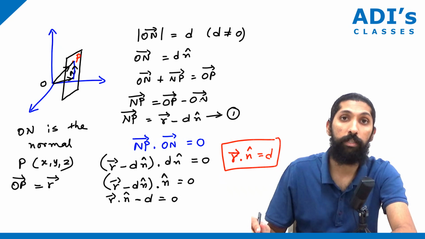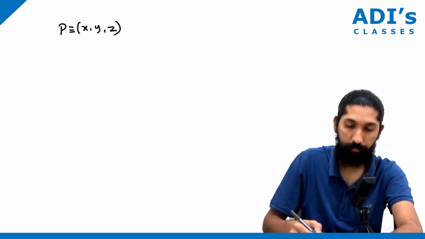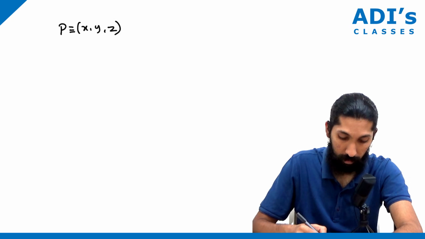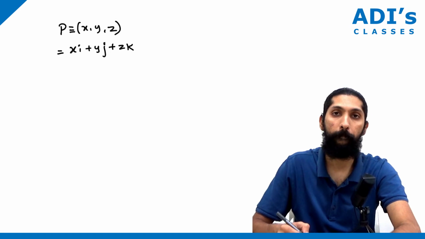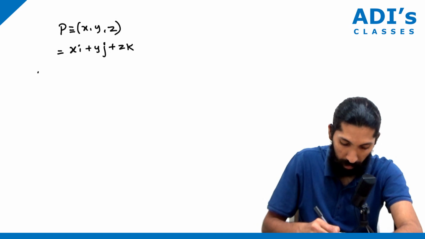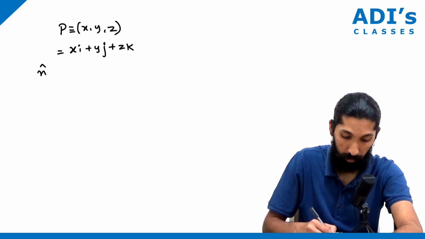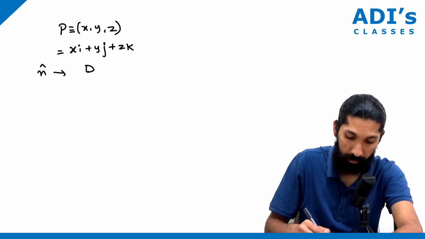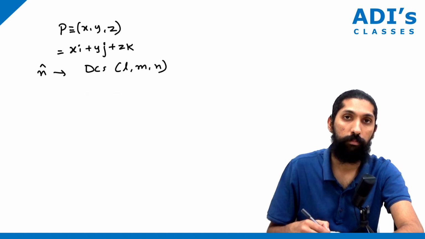Now what if we do the same thing in the Cartesian form? The point P was what? P is equal to x comma y comma z, correct? Some arbitrary point. That means here you can also write this as xi plus yj plus zk, isn't it? Now, n cap is a vector and it has direction cosines, say l, m, n. Okay, that means n cap has DCs. What are the DCs? l, m, n.